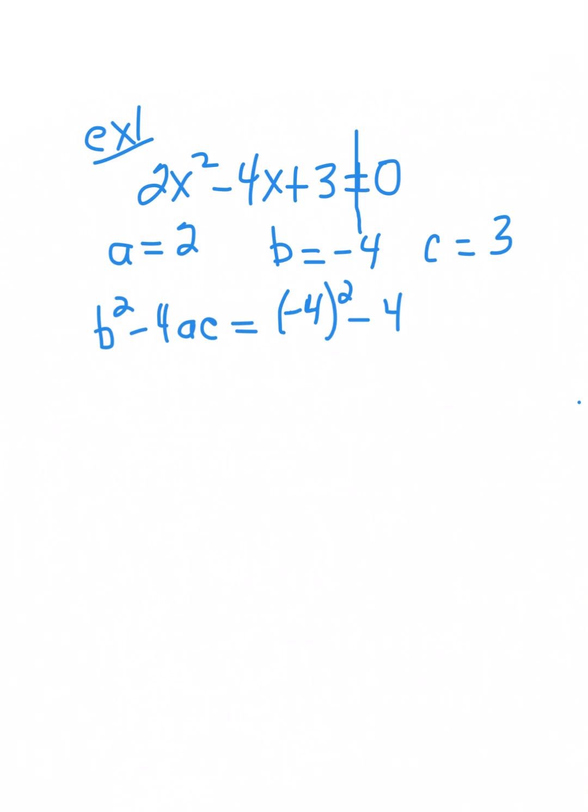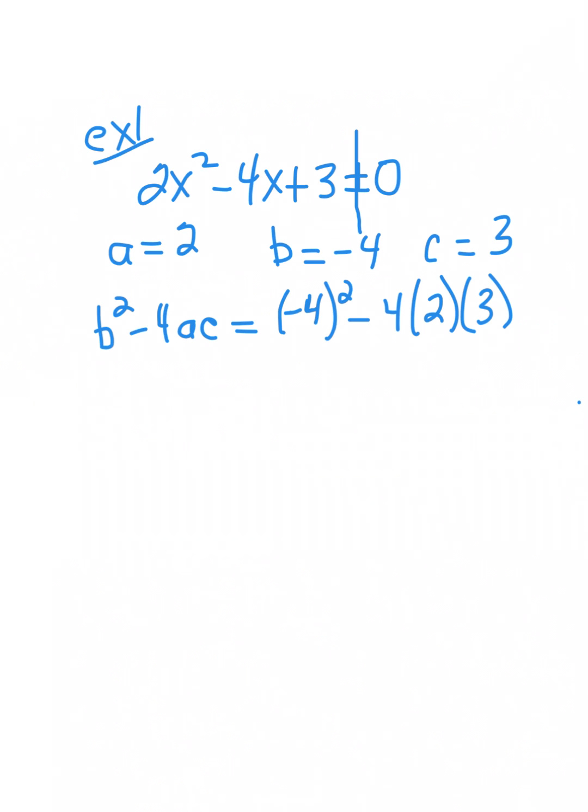So negative 4 squared minus 4 times our A value, which I can see is 2, times our C value, which is 3. Applying the order of operations, we would do parentheses first. In all the parentheses I have written down, there's no math inside. There are only numbers inside. So there's no parentheses to do.